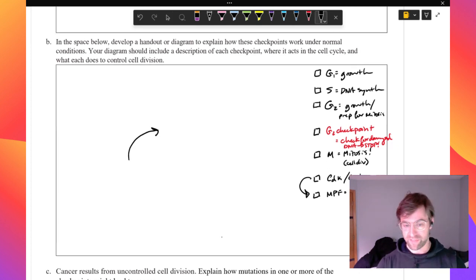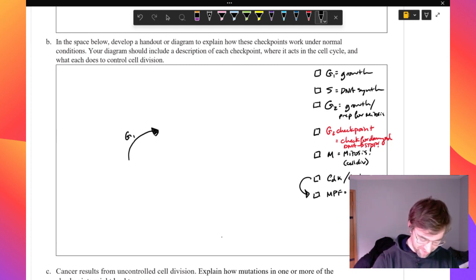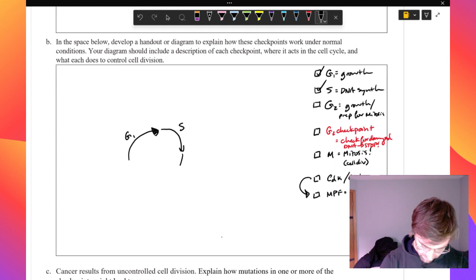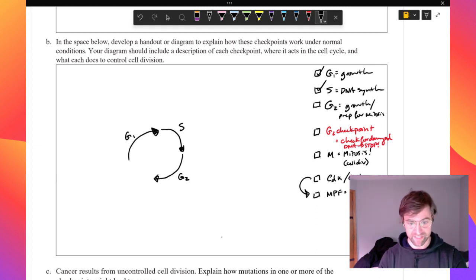And I'm going to draw this in terms of a clock. Okay, we're not starting at noon. We're starting at G1, which in this illustration is starting around 3 o'clock. Okay, we have our growth phase. We have our S phase. This is our DNA synthesis phase, right? DNA synthesis phase. Next, we have our G2 phase. G2 is going to take us approximately to 6 o'clock.